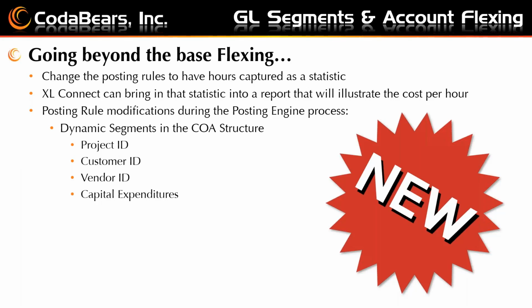And these dynamic segments can be based on BAQs, where you can pull the values from the business entity transaction. I haven't tried it, but I believe you can have a BPM form pop up asking the person to fill out the capital expenditure value when creating the posting rule. What other dynamic segments have you seen out there, Ron?